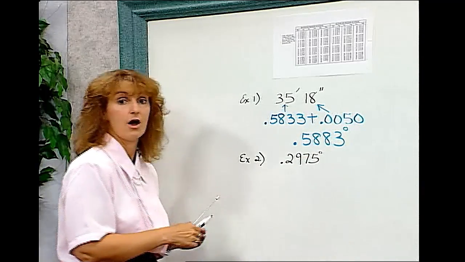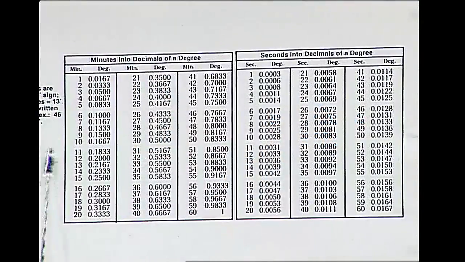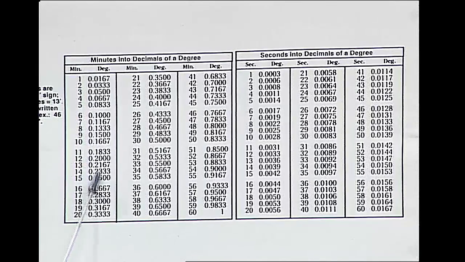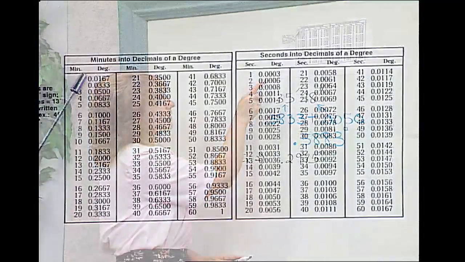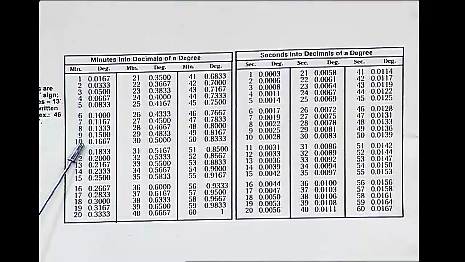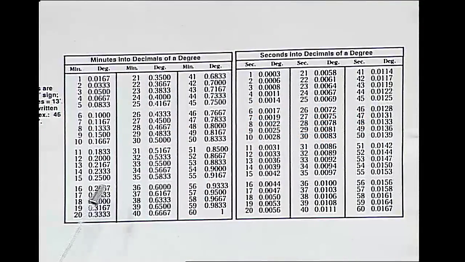and seconds. Our first task is to look at the left part of the chart. Since this is in degrees, we're going to look where it says degrees, and we have to find the closest number to this without going over. So I'm going down, looking at my degrees, and I see 0.2833 because the next one, 0.3000, is too big. So since I have 0.2833, that would be 17 minutes.